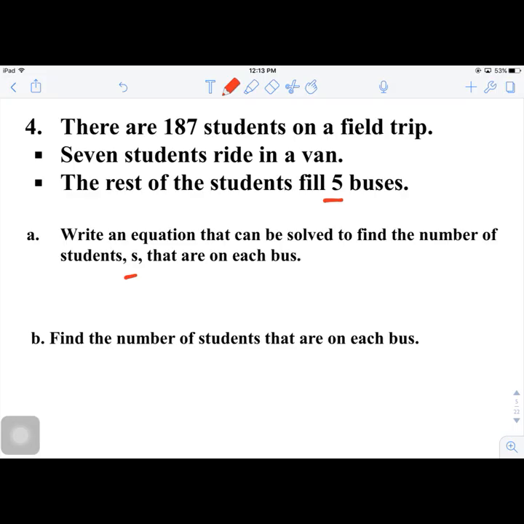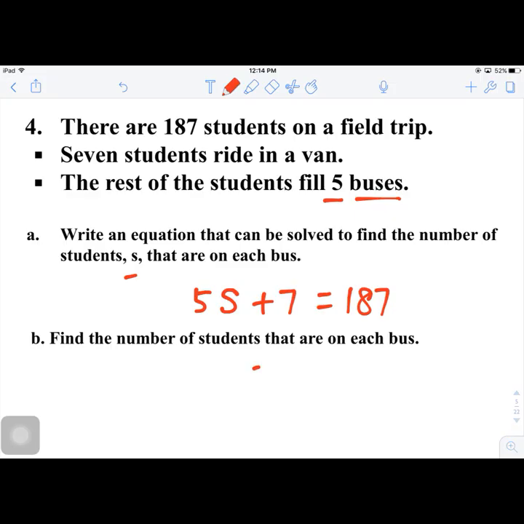So since 7 students ride in a van and the rest ride 5 buses, let's assume that we have 5 times S, S for the number of students on each bus. So we got 5 of them. 5 times S is the total number of students on the buses, plus the 7 students that are riding in the van. Together, that will be 187. So that's the equation.